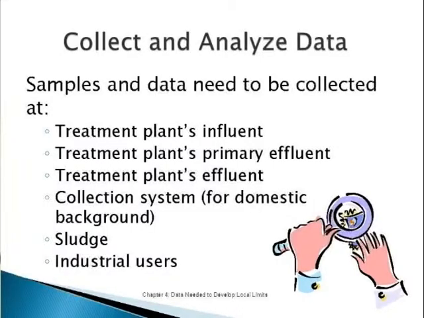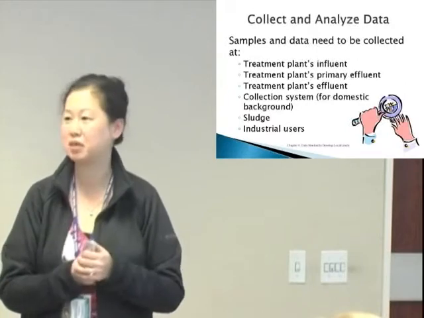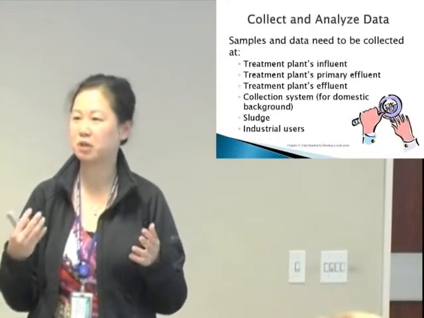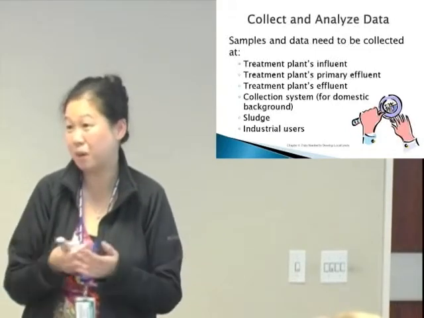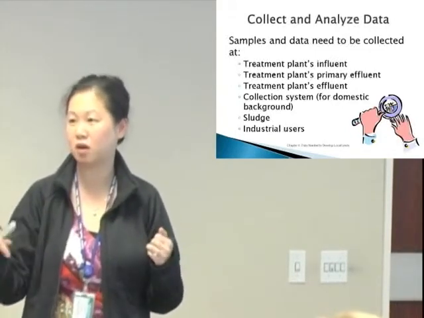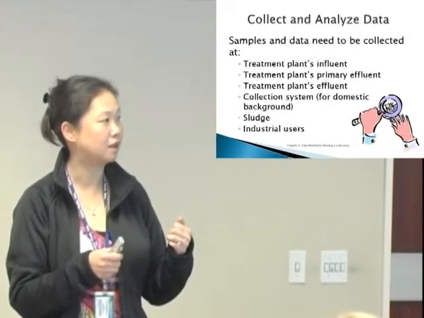So this is the type of samples the POTW should be collecting, and as the approval authority, you should review and see if they are collecting this type of data. We like to see actual data taken from that service region. Some POTWs, in order to save money, will use collection data, domestic background from other cities. Now, is that truly reflective of what is being discharged to the POTW? Maybe, I don't know, but we like to see actual data from their own service area.